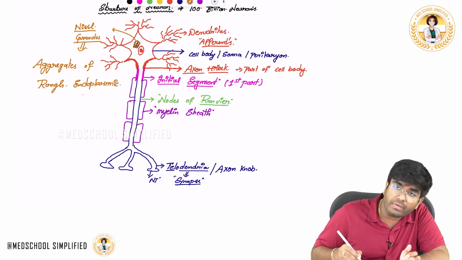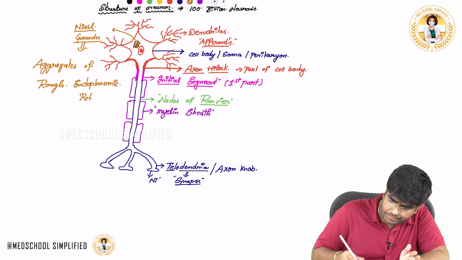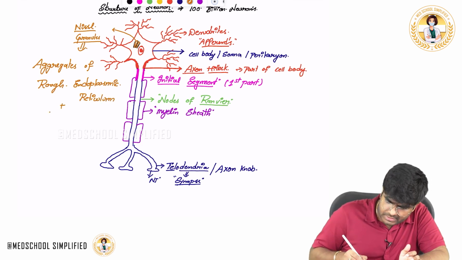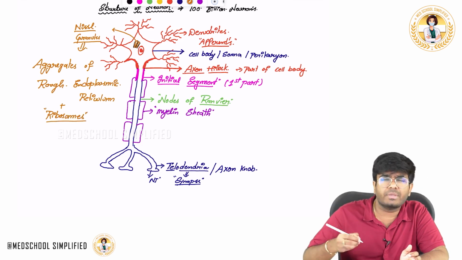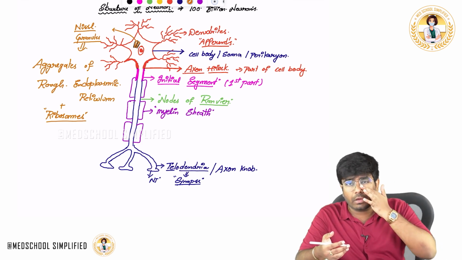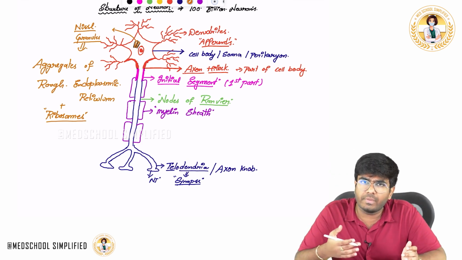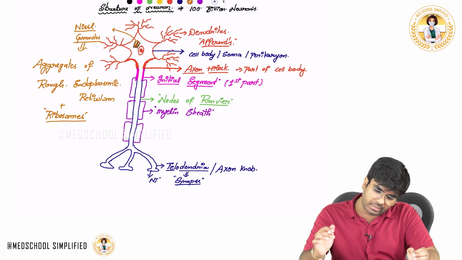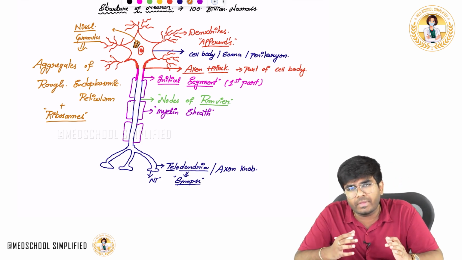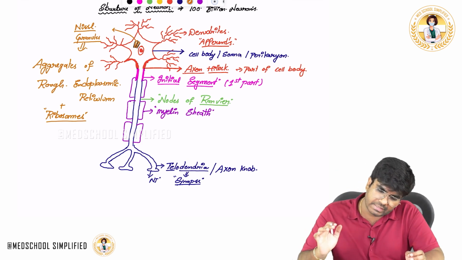Okay, they are aggregates of rough endoplasmic reticulum along with its ribosomes. Along with what? Ribosomes. Rough endoplasmic reticulum means it's the endoplasmic reticulum along with the ribosomes, which is involved in the production of the proteins. Okay, so in the neuron cell body, this aggregation of the endoplasmic reticulum is called the Nissl granules.